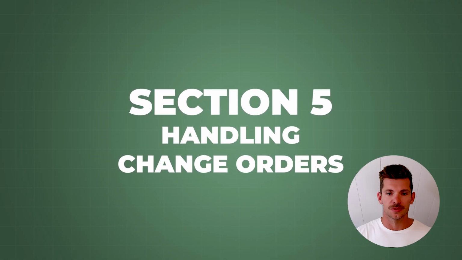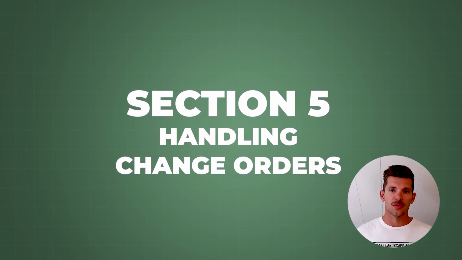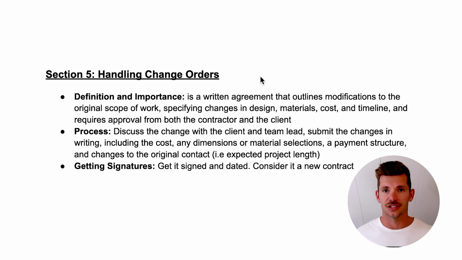Lastly, change orders, because this is the key one here. When we talked about additional or unforeseen costs or that any changes may occur, we want to document it, okay? So first of all, what is a change order? It's a written agreement that outlines the modifications to the original scope of the work, okay? Specifying changes in design, materials, costs, timeline, and it requires approval from both the contractor and the client, okay? Both have to agree to this at the end of the day, because this is a new contract altogether, all right?